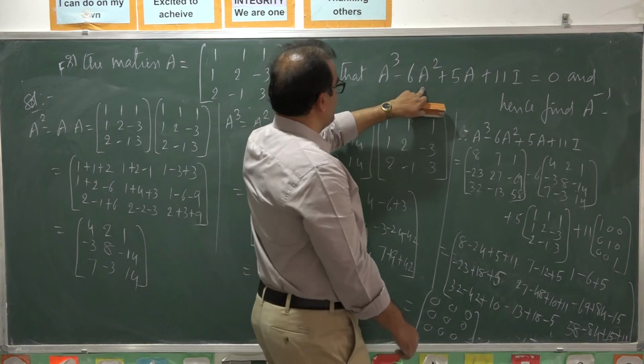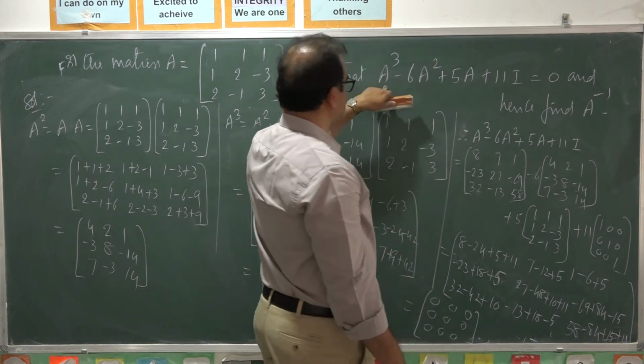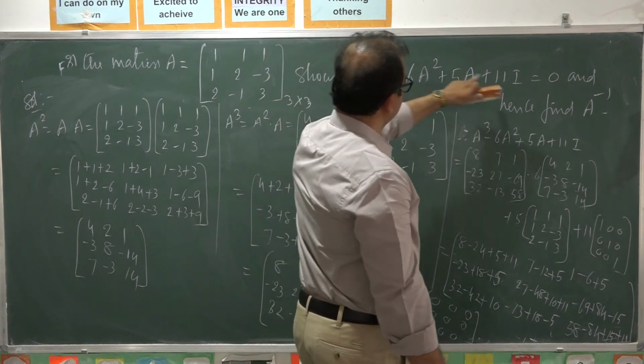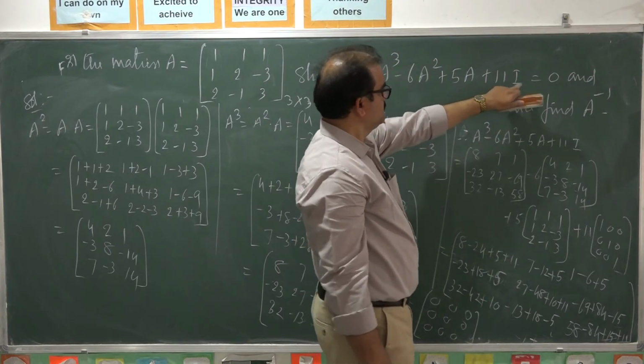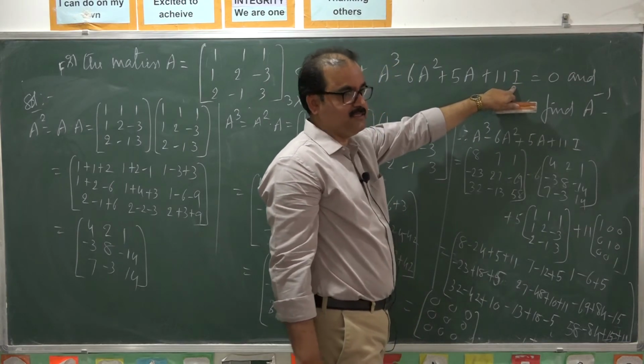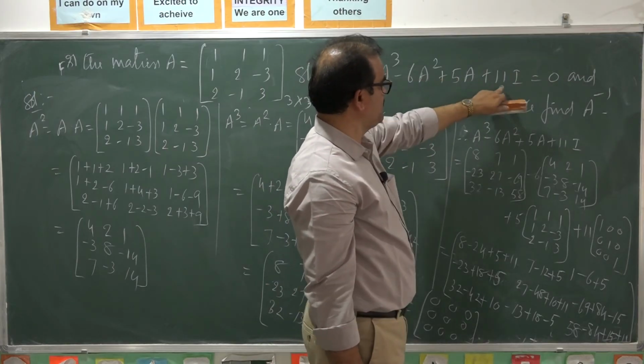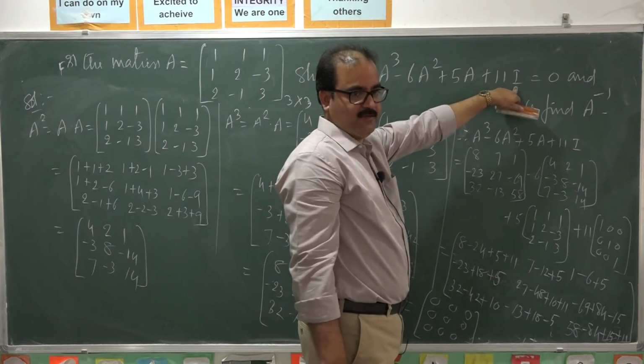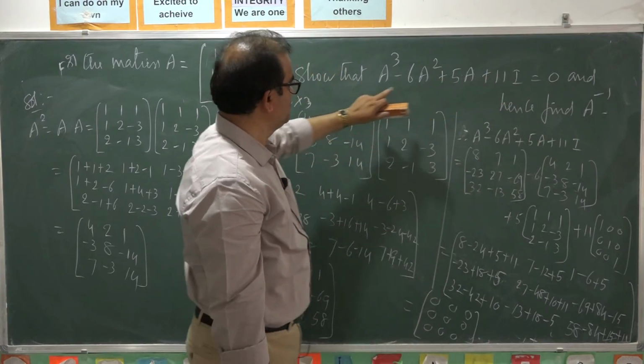First you find the value of A square and the A cube value. What is I value? I is the identity matrix of order 3 by 3. Why do you take 3 by 3? Here A is a matrix of order 3 by 3, so you take the identity matrix of order 3 by 3.